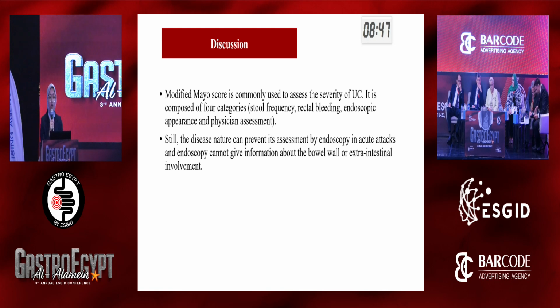Discussion. The modified Mayo score is commonly used to assess the severity of UC. It is composed of stool frequency, rectal bleeding, endoscopic appearance, and physician assessment.